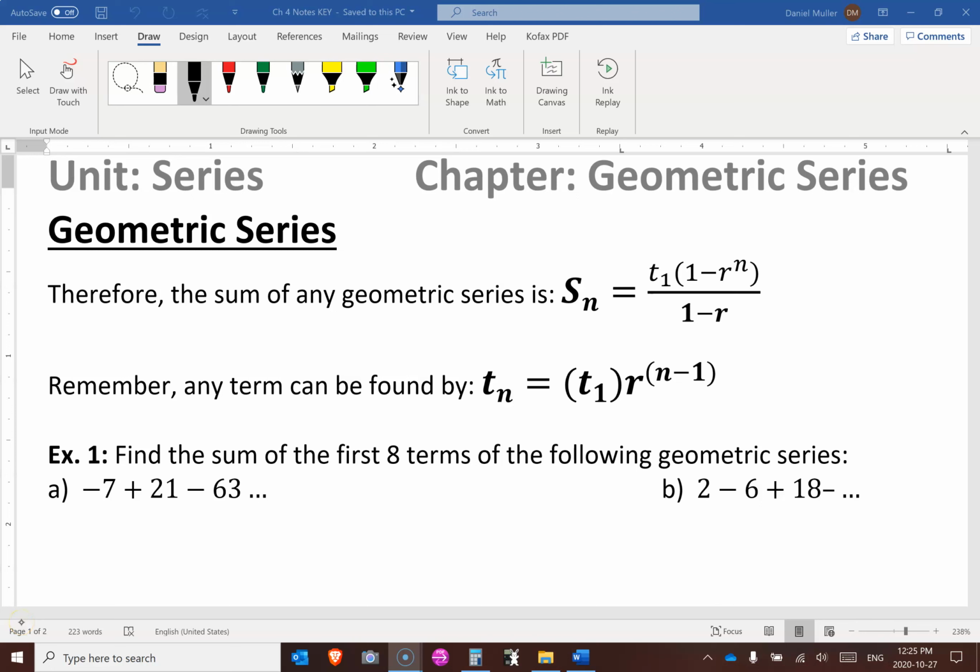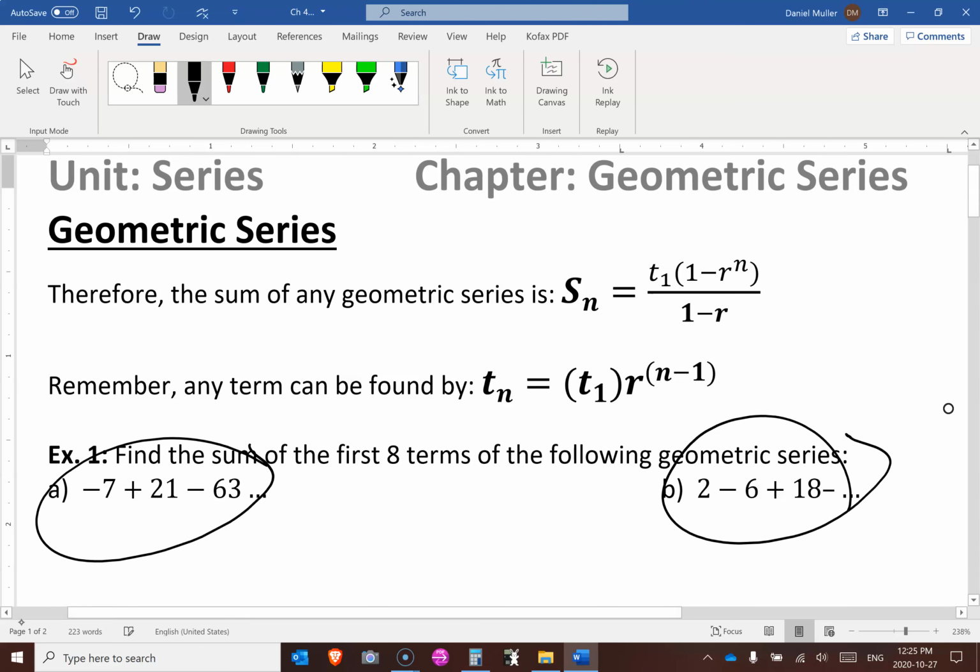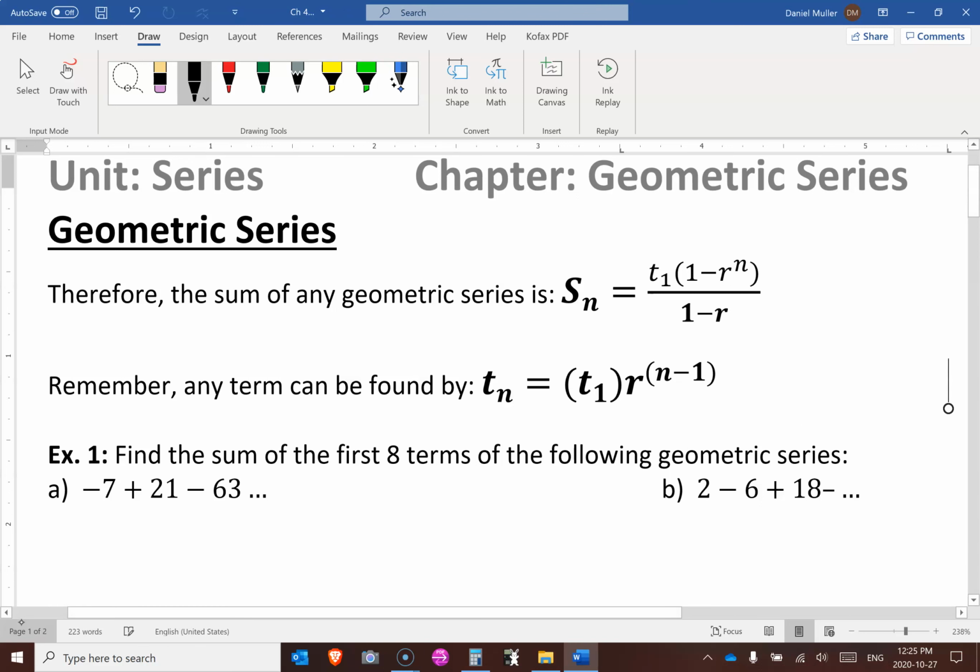Geometric series. We're now looking at a list of numbers that isn't really a list, but now we're adding or subtracting them, depending if it's plus or minus. See here, this is plus or minus, this is plus or minus. So we're going to be adding or subtracting them all together. We're going to be finding the sum.